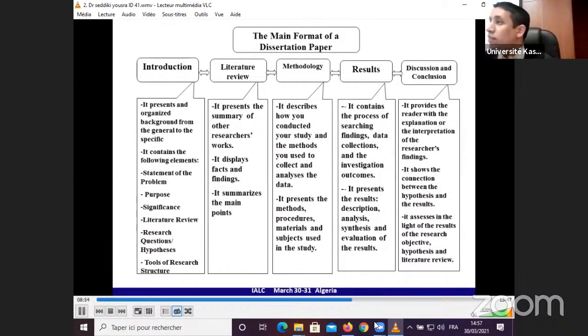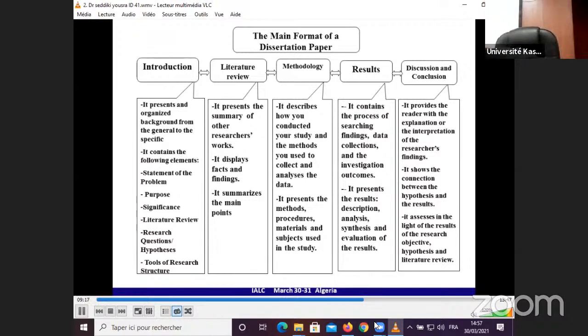It displays facts and findings. It summarizes the main points. The methodology, it describes how you conduct your study and the methods you use to collect and analyze the data. It presents the methods, procedures, materials, and subjects used in the study.